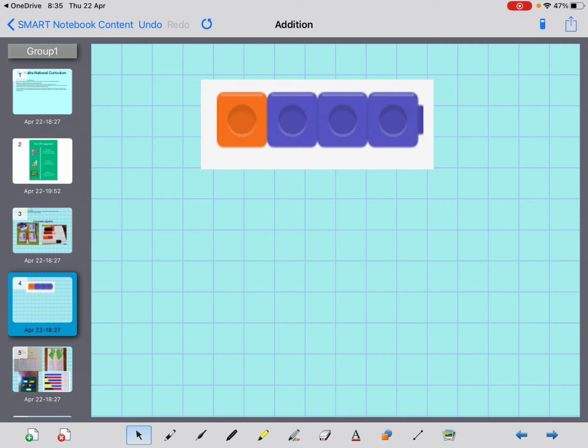I'll just show you an example here. So here is a picture of some cubes. Your child might get out the cubes to show this picture, and we might write the number sentence to go with the number of cubes here. So we have 1 orange cube plus 3 purple cubes. And all together then we have 1, 2, 3, 4 cubes.